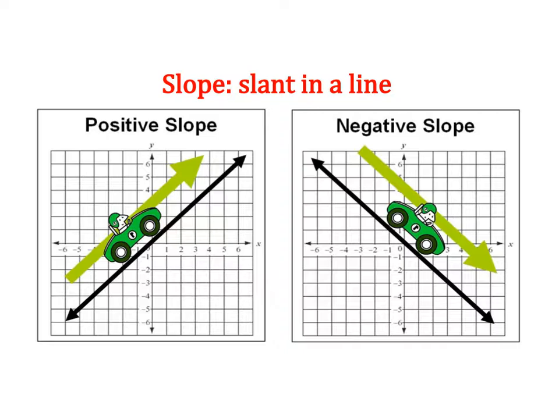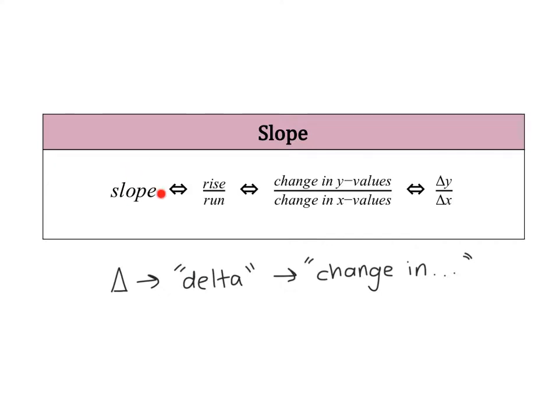Now we're going to talk about some more specific ways that we describe slope. Slope, we most commonly refer to as rise over run. This is an extremely common phrase that you will hear to describe slope.